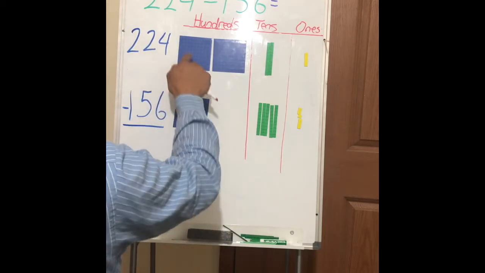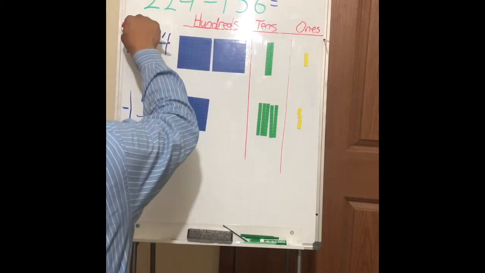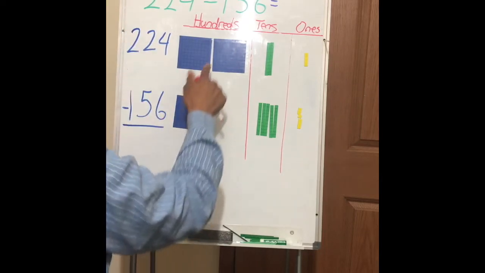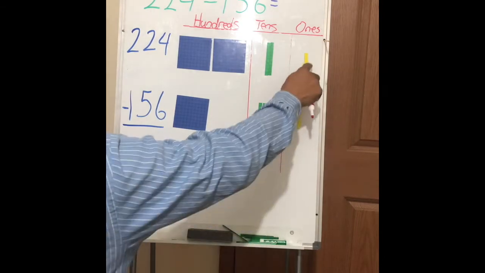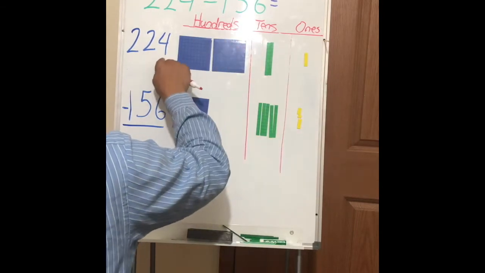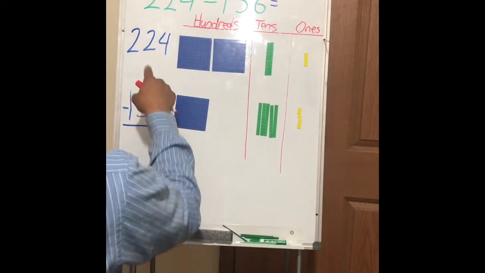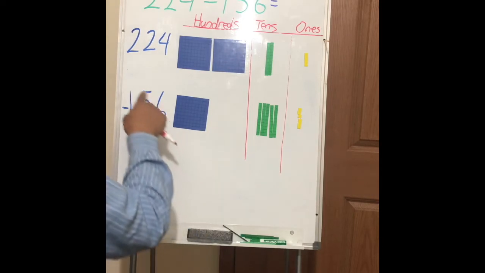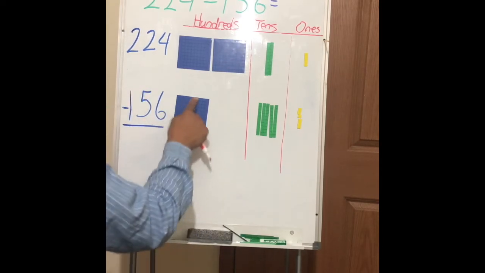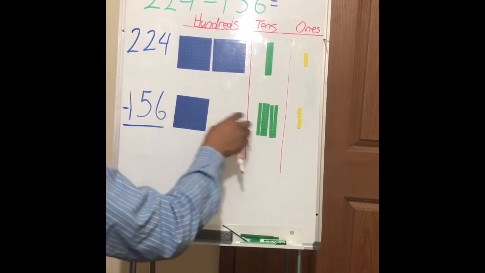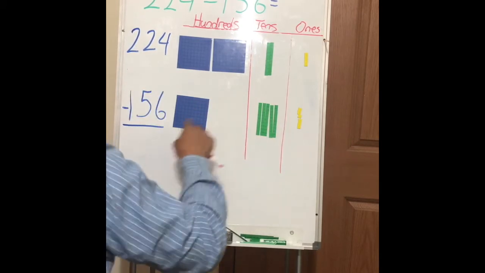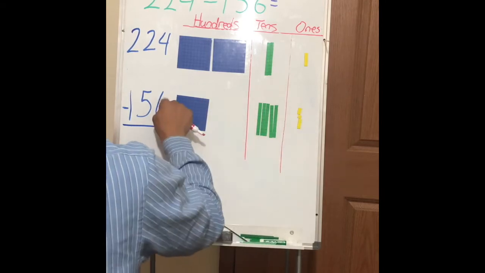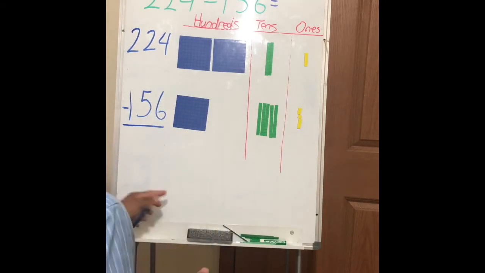So for 224, I have my 200s, which is represented by the 2 here in the hundreds place. I have my 2 10s, which is represented here by the 2 in the tens place. And I have my 4 1s, which is represented here by 4 in the ones place. Minus 156, which I have represented by this 1 in the hundreds place, and I have the 100 right here to show it. 50, 5 10s, which is represented right here, and 6 1s, which is represented right here in the ones place. So we can go ahead and start.